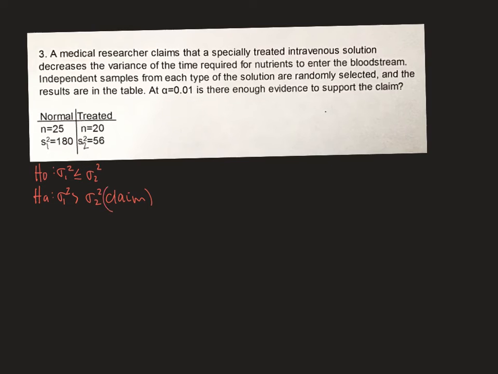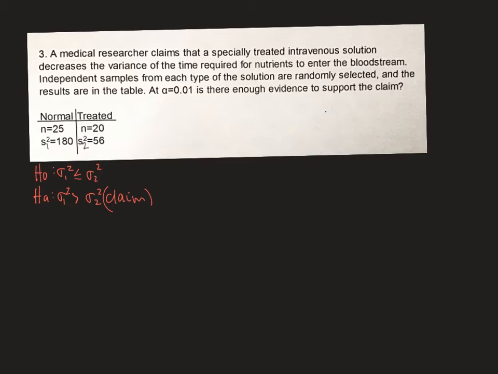So that's why it feels like our claim is backwards with these, because even though it's saying it's going to decrease it, remember, when you're determining which one's sample 1 and which one's sample 2, sample 1 has to be the bigger one. So if sample 1 is the bigger one and sample 2 is the smaller one, then sample 1 has to be greater than sample 2 for it to decrease.